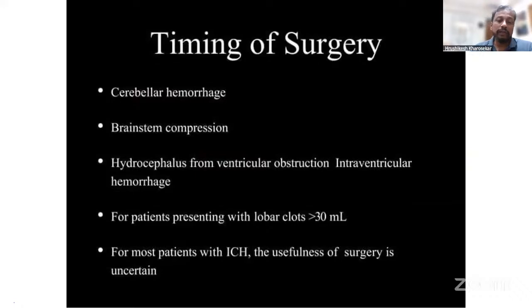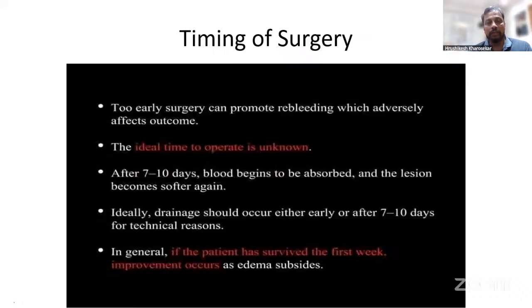Timing of surgery, early intervention is recommended in cerebellar hemorrhage, brainstem compression, hydrocephalus with intraventricular extension, EVD is recommended. And for patients with a lobar hematoma more than 30 ml, and most patients with ICH, the usefulness of surgery is still uncertain. So there is still the confusion. Nobody knows the ideal time to operate. Early intervention or late intervention, all the randomized controlled trials have still not found much of a difference.